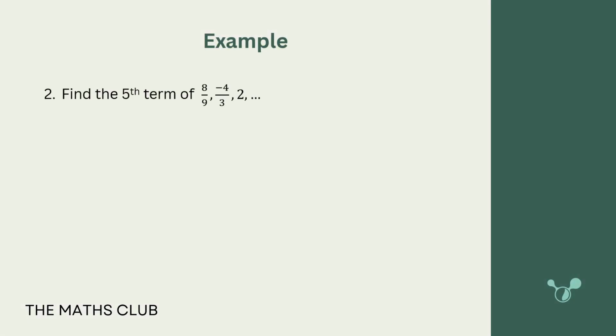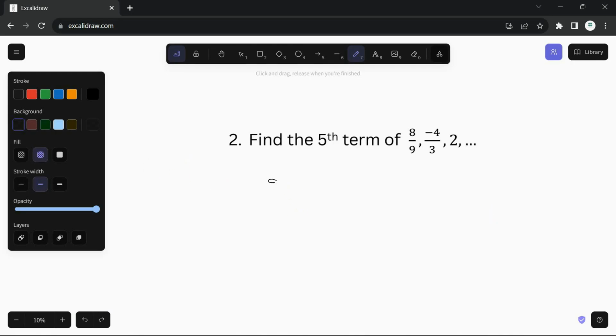Second question is that we should find the fifth term of this particular progression. You might want to pause the video and try it out yourself. Welcome back. Let's solve it together. So it says find the fifth term of 8 over 9, comma, minus 4 over 3, comma, 2, and on like that. So we know based on this that our a is going to be 8 over 9, right?